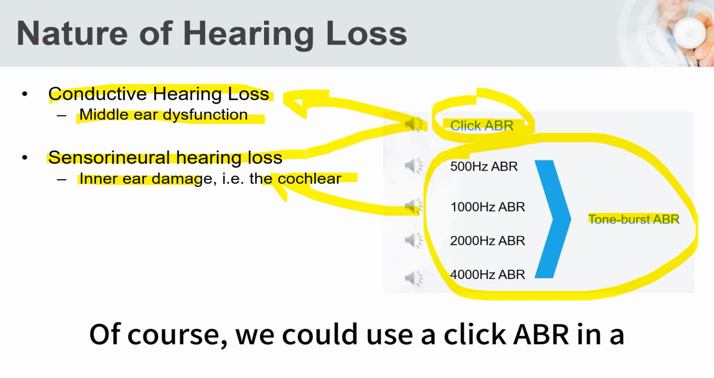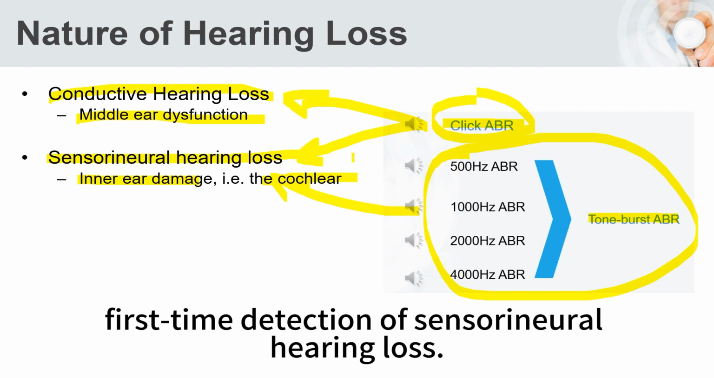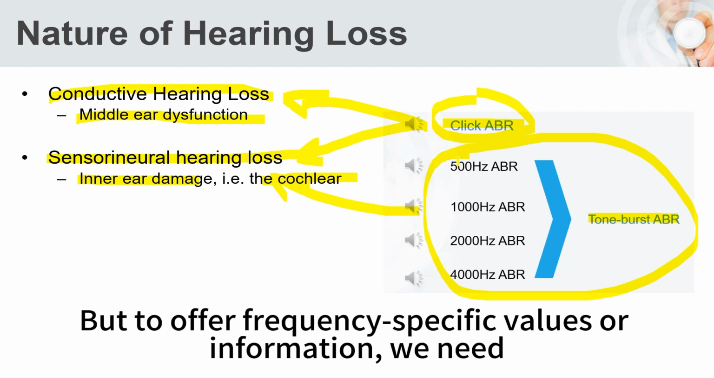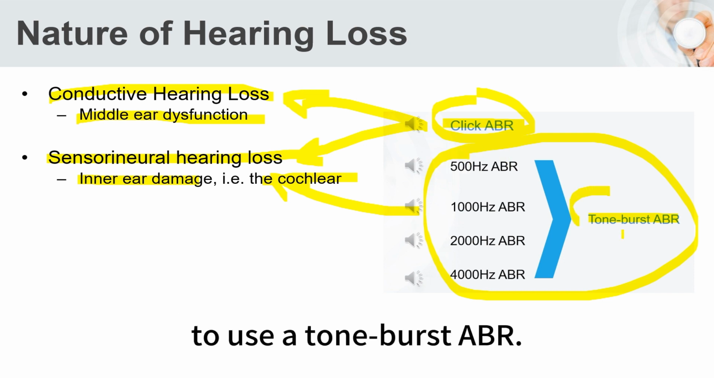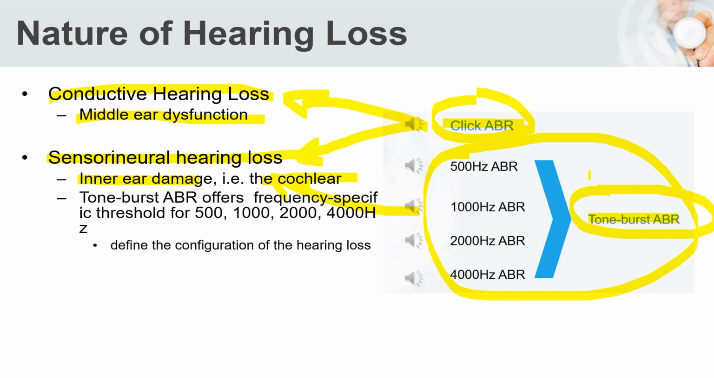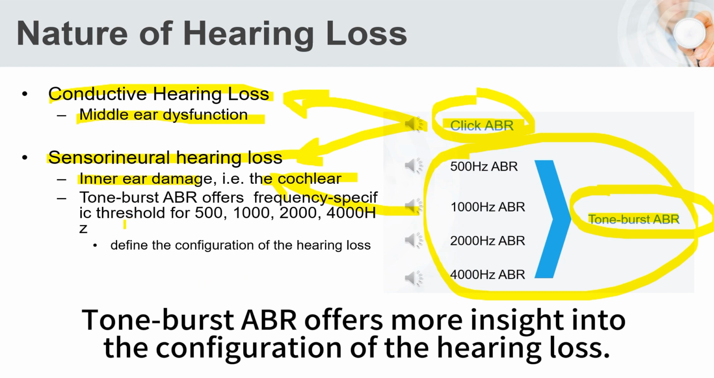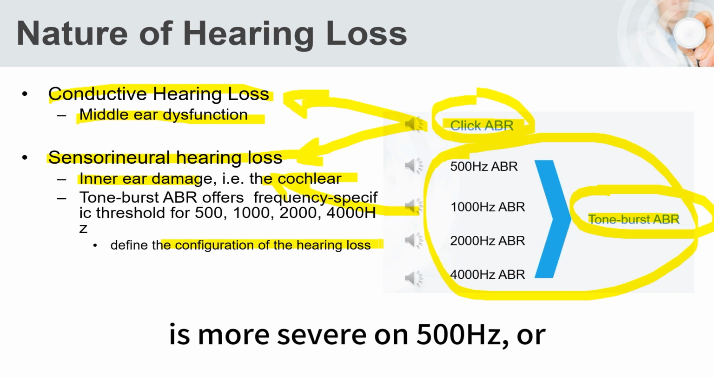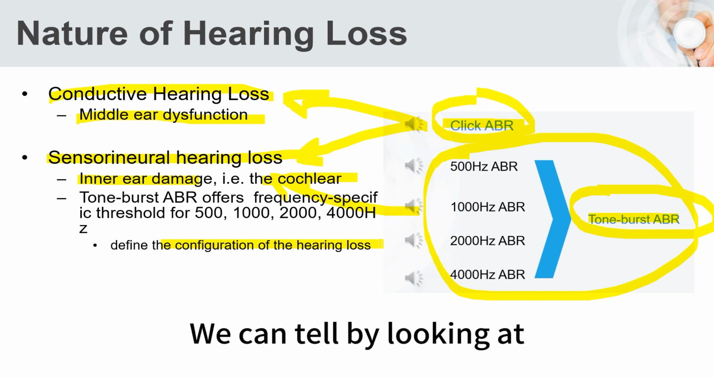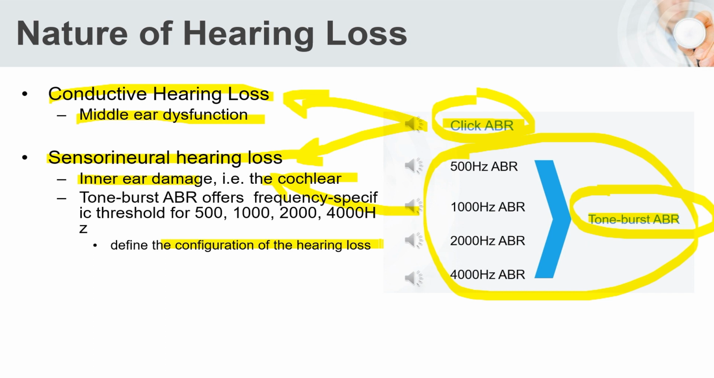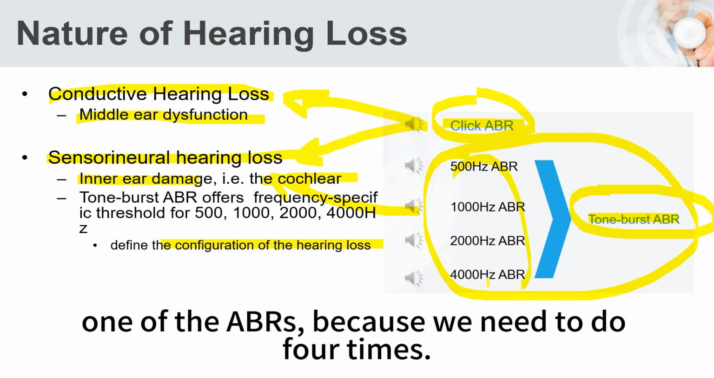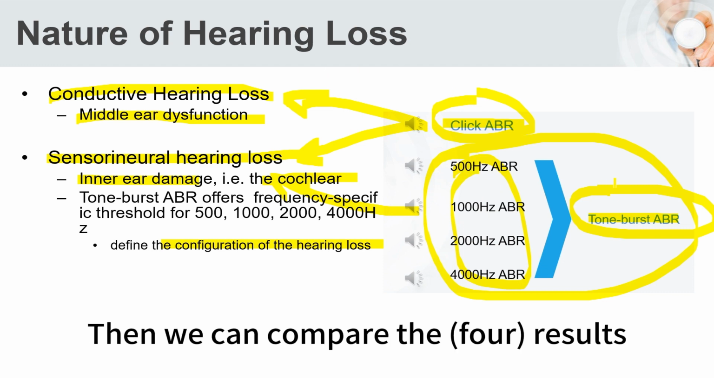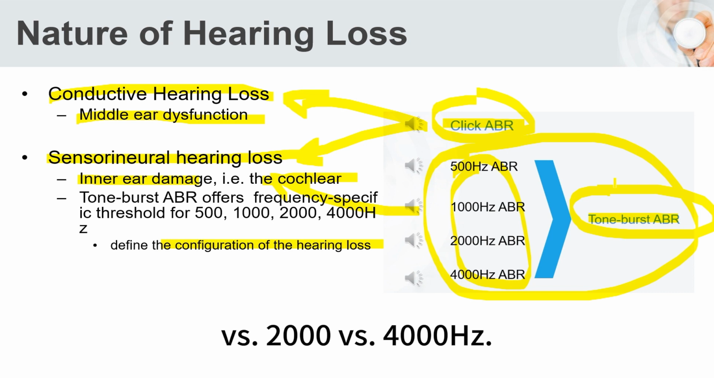Of course, we could use click ABR in the first-time detection of sensorineural hearing loss, but to offer frequency-specific information, we need to use tone burst ABR. Tone burst ABR offers more insight into the configuration of the hearing loss. Like, is the hearing loss more severe at 500 Hz, or more severe at 2000 Hz, or more severe at 4000 Hz? We can tell by looking at the ABR, because we need to do it four times. Then we can compare the result between 500 versus 1000 versus 2000 versus 4000 Hz.